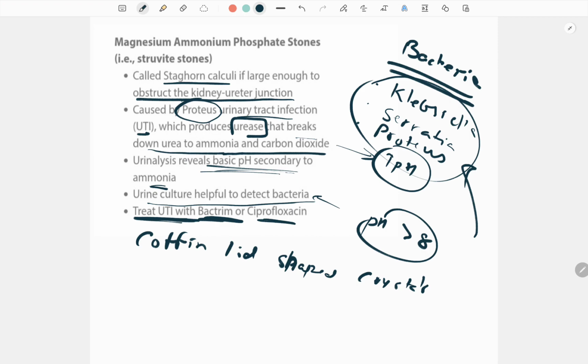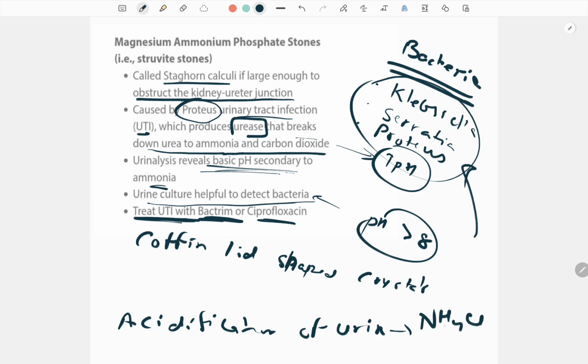Also, one more thing, apart from the hydration, is acidification of urine, and that could be done by ammonium chloride. So if you give ammonium chloride to the patient, it will acidify the urine, and it will decrease the formation of struvite stone.